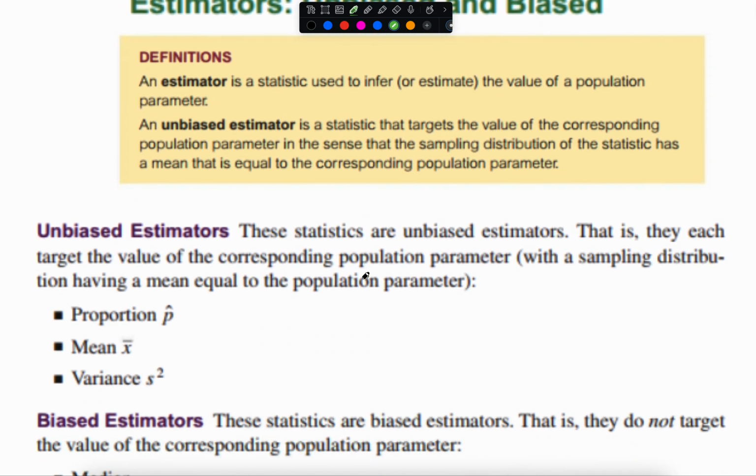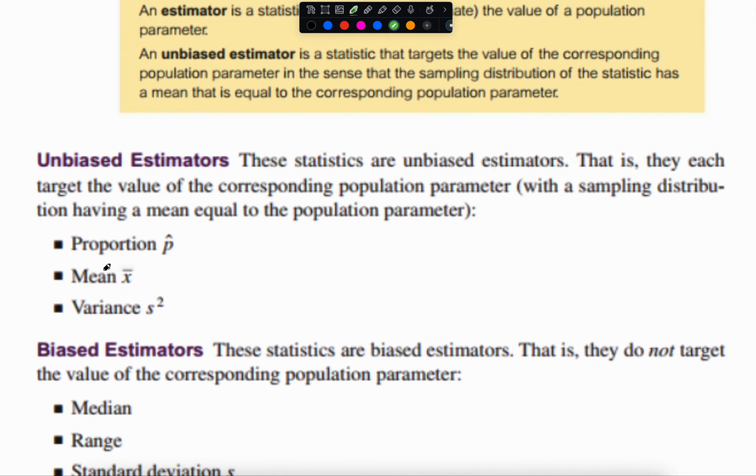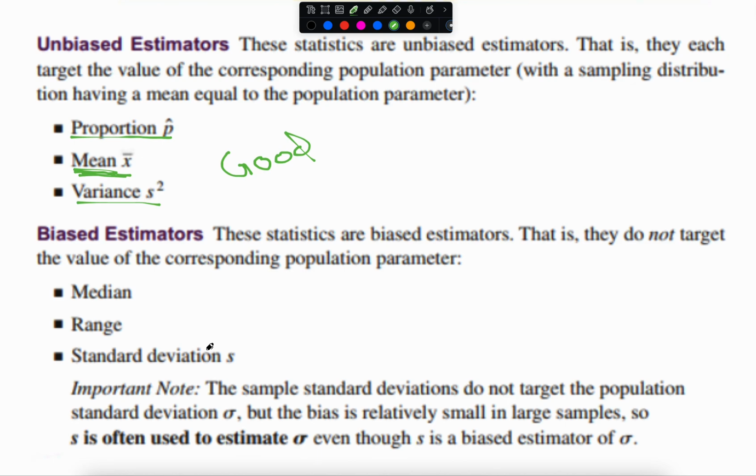In general, what should happen is that proportions, which we didn't do any of today, any means, any variances usually are good estimators. That was not the case in our example. Our variance was not great. Our mean was good, but variance was not good. Biased estimators are not good estimators, typically.